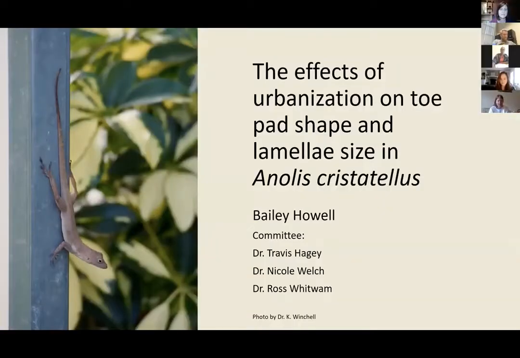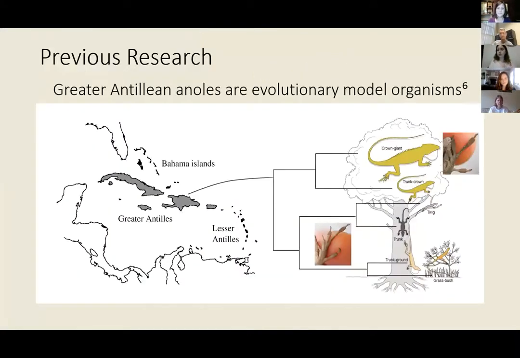Okay, so my name's Bailey Howell, and my project is on the effects of urbanization on toe pad shape and lamellae size in Anolis cristatellus. So this is Anolis cristatellus over here. There we go. So Greater Antillean anoles are evolutionary model organisms. And on these islands in the Greater Antilles, you see repeated examples of convergent evolution for these ecomorphs. So basically, on different islands, you have distantly related species that fall into these same categories based on how they partition their habitat, so where they live in the tree.